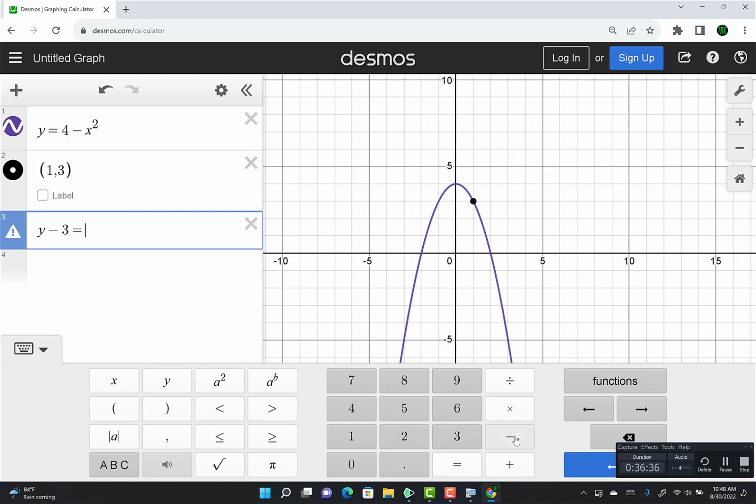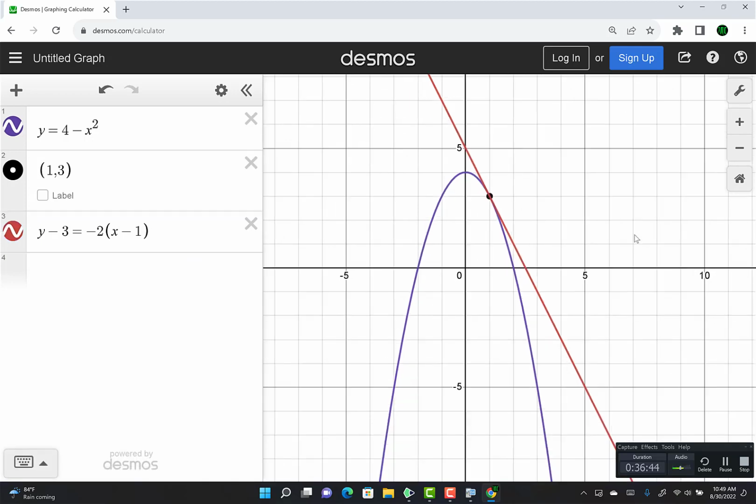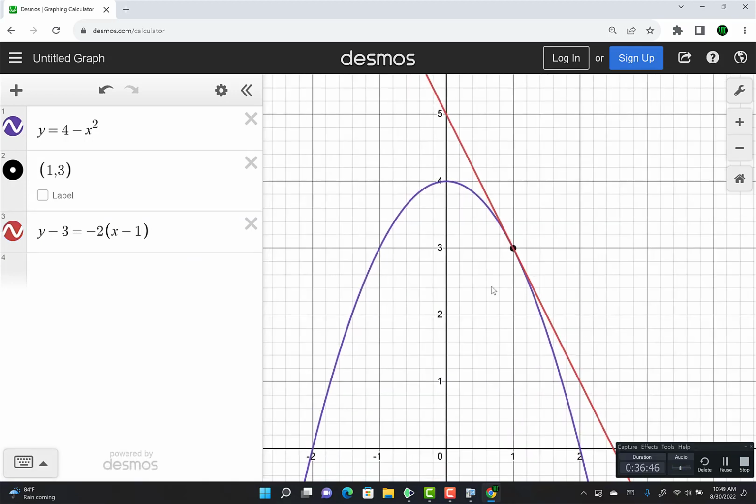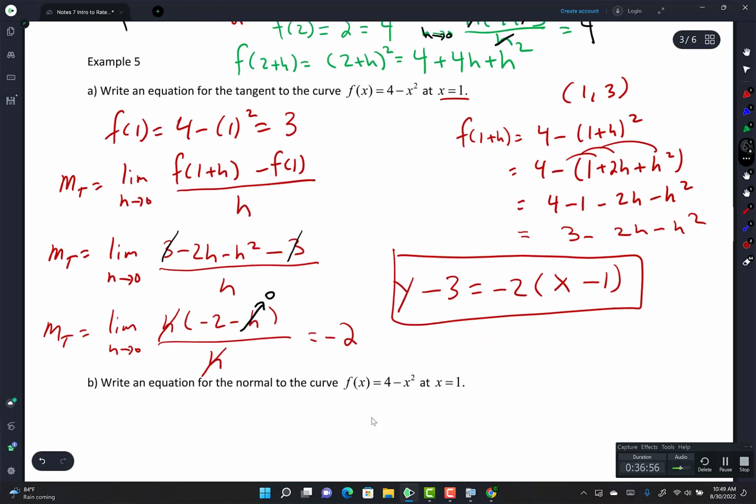Equals negative what? And look at that. Oh my God. Does it look pretty? Look, it's going right through that point. That is definitely 100% a tangent. Yay or nay? All right, I'm going to leave it because I think the next one just wants a normal.